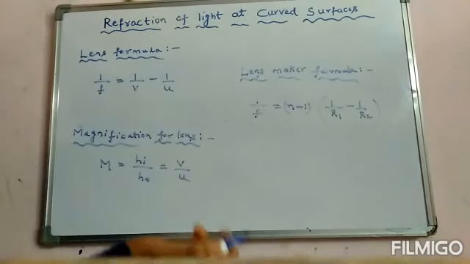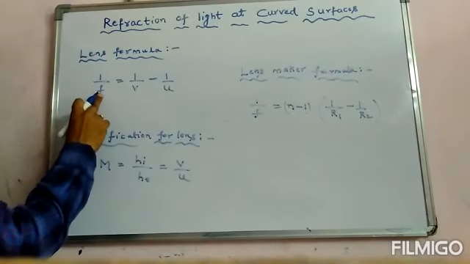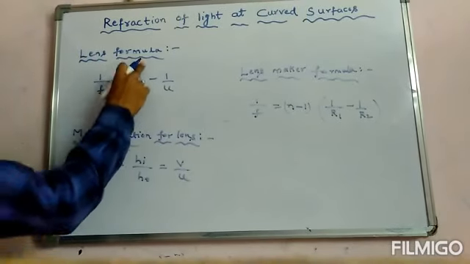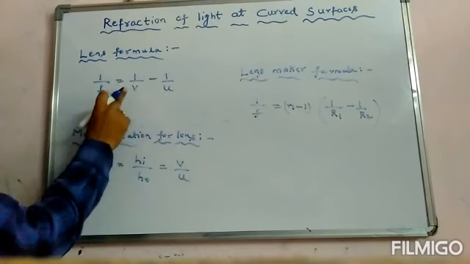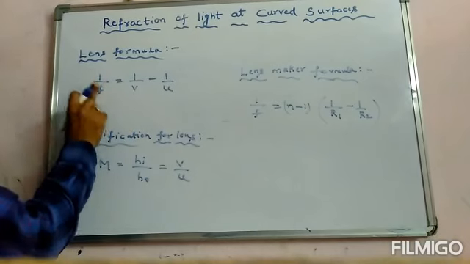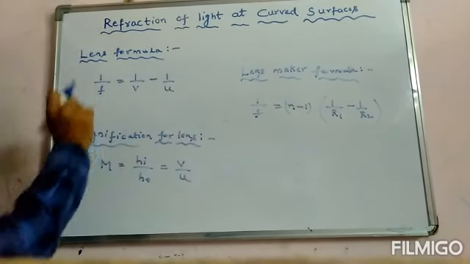Now let us learn about lens formula. The lens formula is 1 by f equals to 1 by v minus 1 by u, where u is called object distance, v is called image distance, f is called focal length, right?